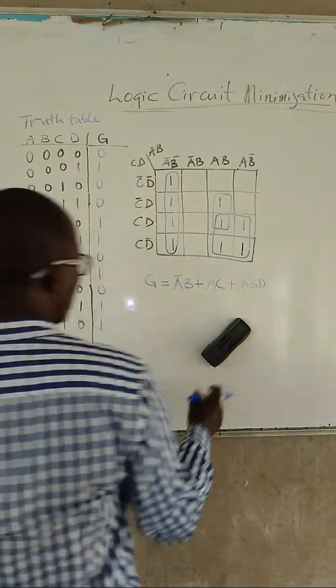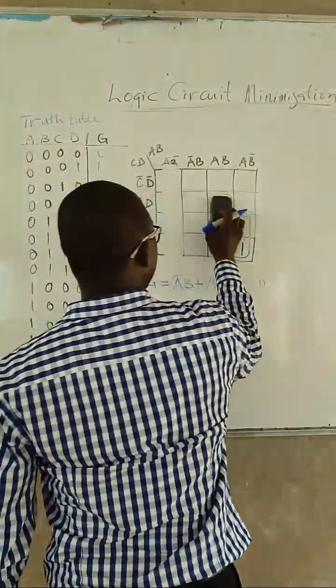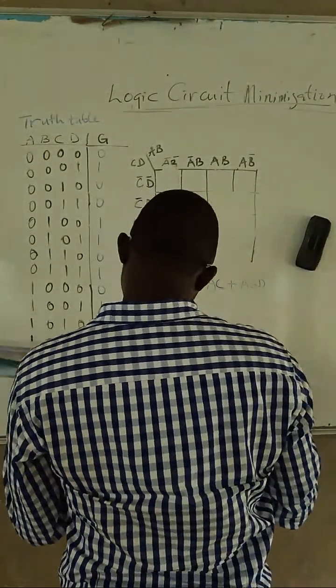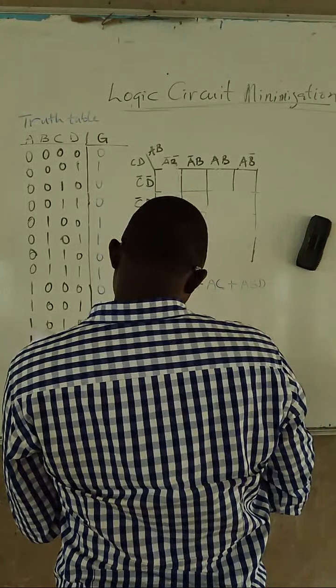Okay, so we are going to do the mapping for this and then write the final output for the combinational logic gates.